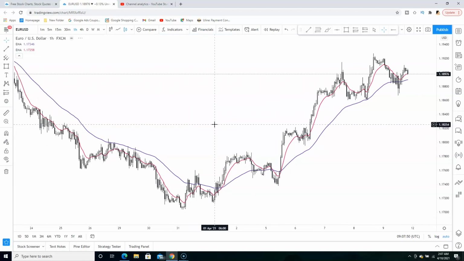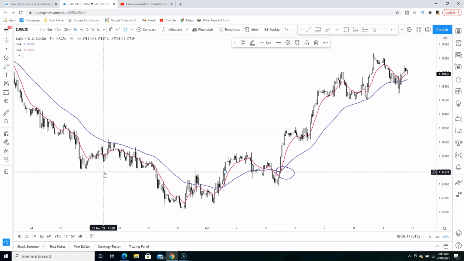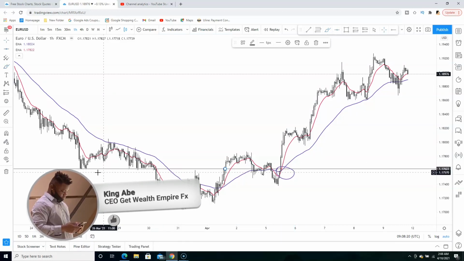Now to use this strategy, the first thing you're going to have to look for is this cross right over here. Once the 10 crosses the 50, that's your first confirmation right there. And if we take a look, this is going to be our entry right over here. Why? Because right over here we had a support zone. That's our support zone right over there.